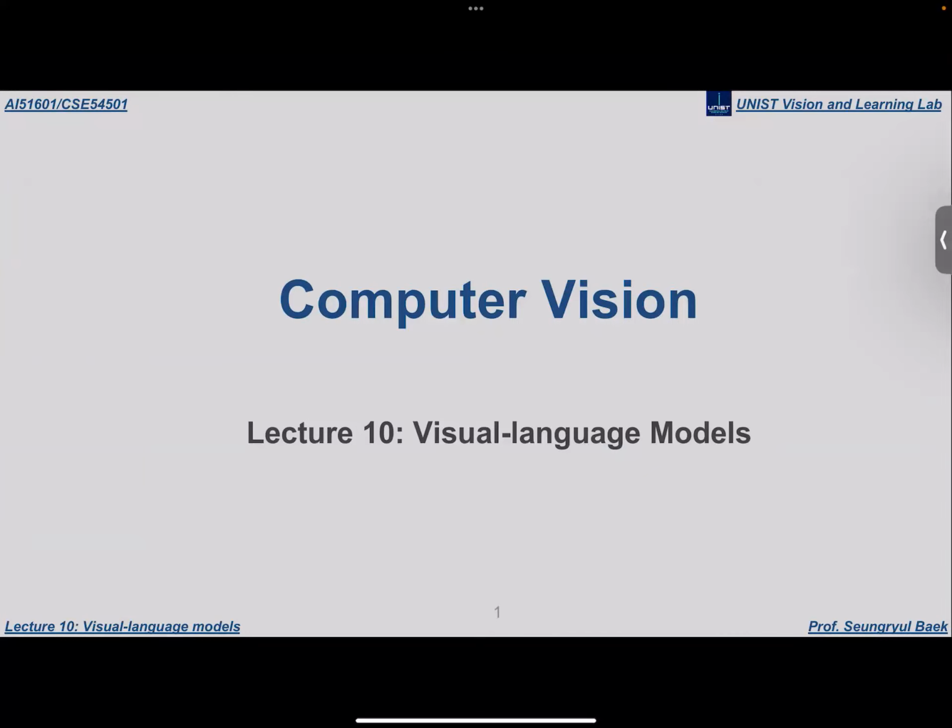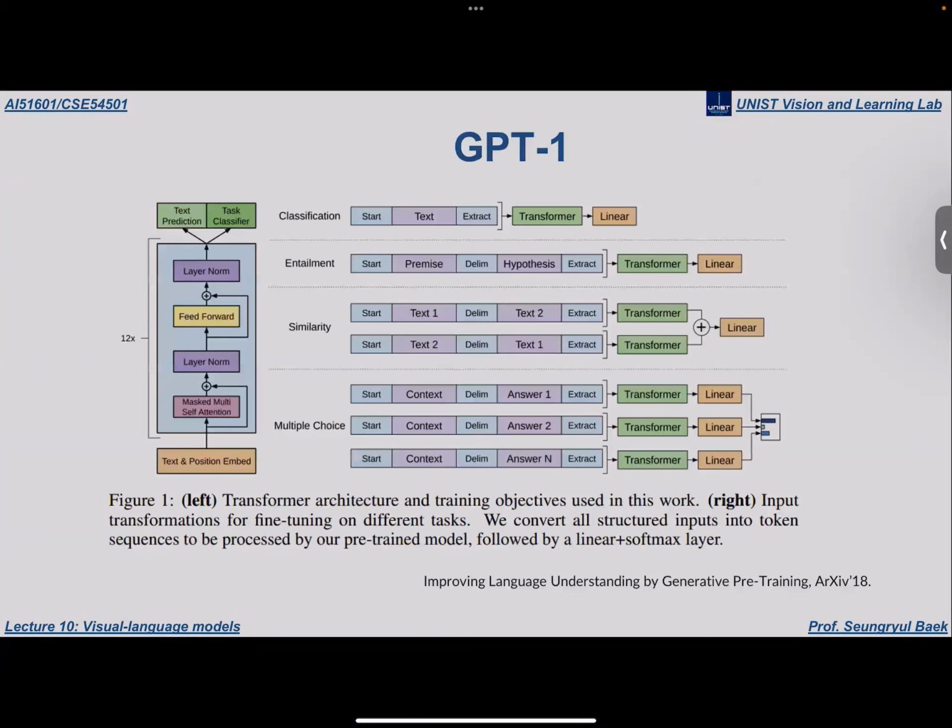So today we will learn about visual language models in computer vision. Nowadays you may know about ChatGPT, right? When you write English text, you may heavily depend on GPT, ChatGPT maybe. It's good at translation and question answering and other language-based tasks.